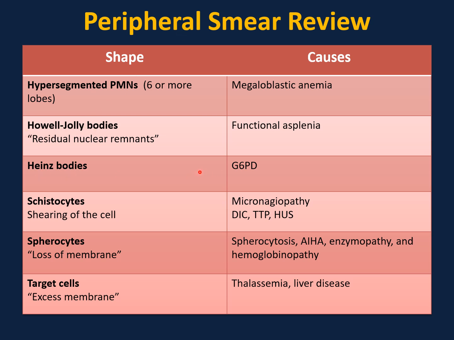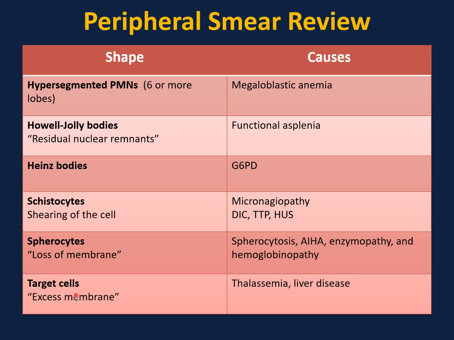Heinz bodies are denatured hemoglobin, commonly seen in cases of G6PD deficiency. Schistocytes are mechanically fragmented red blood cells, looking like a helmet or the helmet of the firefighter, and this is because of injury of the endothelium, as in cases of DIC, TTP, and HUS. Spherocytes are because of loss of membrane and abnormality in the cytoskeleton of the red blood cell. Instead of biconcave shape, it will look spherical. So this can be seen in congenital spherocytosis, autoimmune hemolytic anemia, enzymopathy, and abnormal hemoglobin.